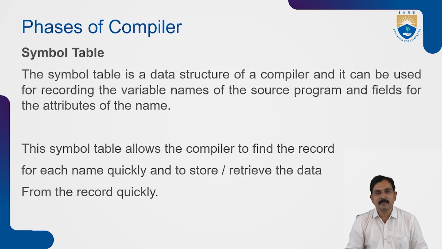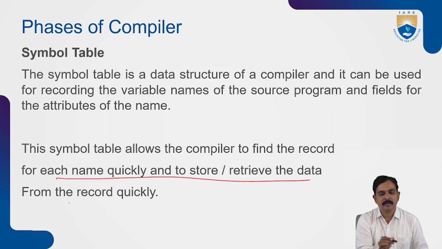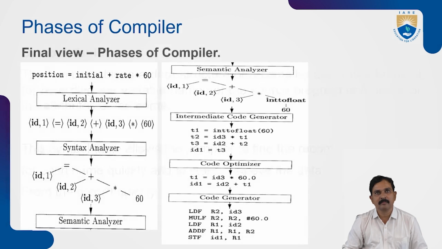The purpose of the symbol table is to quickly store and retrieve data. So that is the purpose of the symbol table. Along with the 5 phases, you must know the symbol table also. So this is the final view of the compiler.